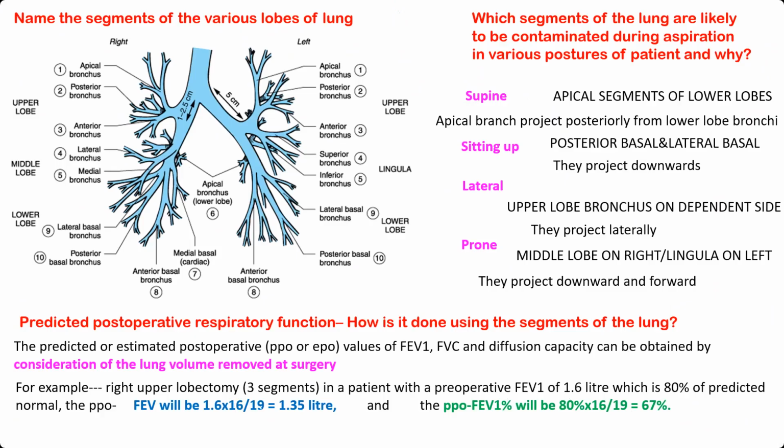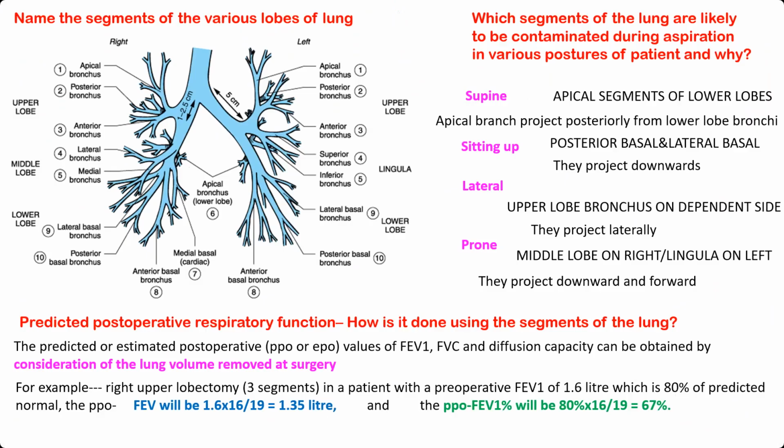So 16 by 19 multiplied by 1.6, you get a value of 1.35 liters. That will be the postoperative FEV1, the post-expiratory volume. And if you make a ratio of that, it will reduce from 80% to 67%. Okay, so you can calculate this in the pre-anesthetic phase itself and decide whether he will require any assistance in the postoperative phase.